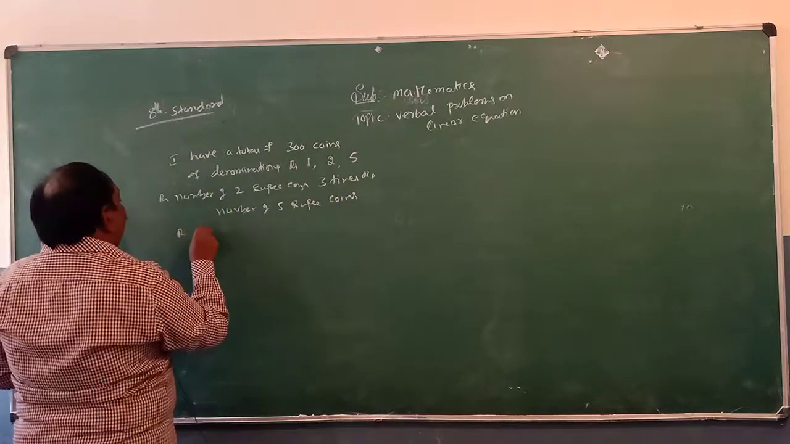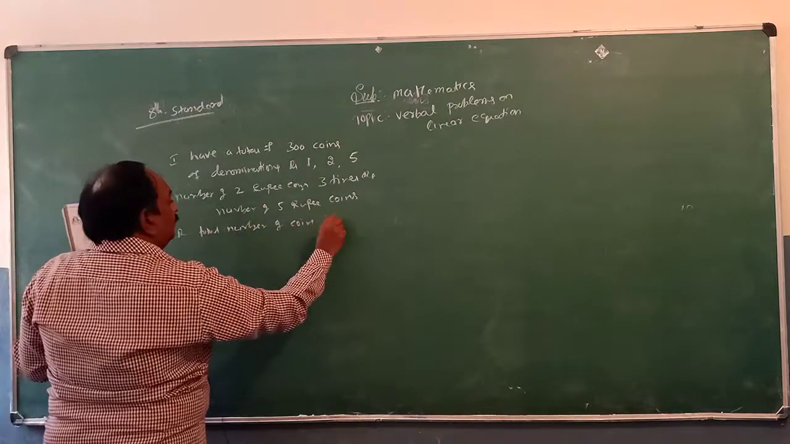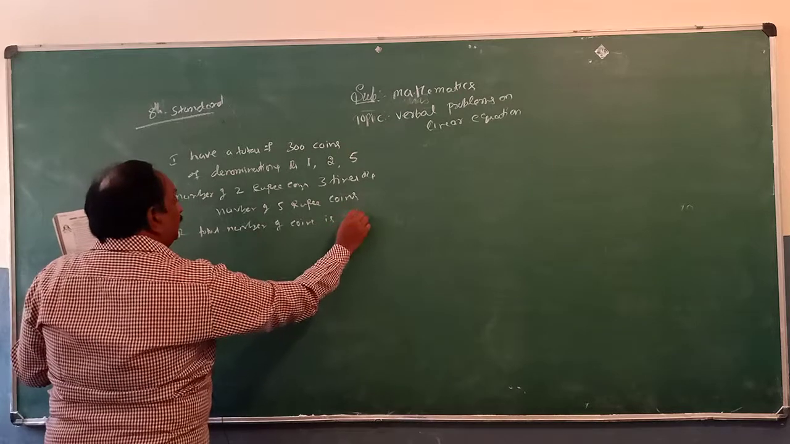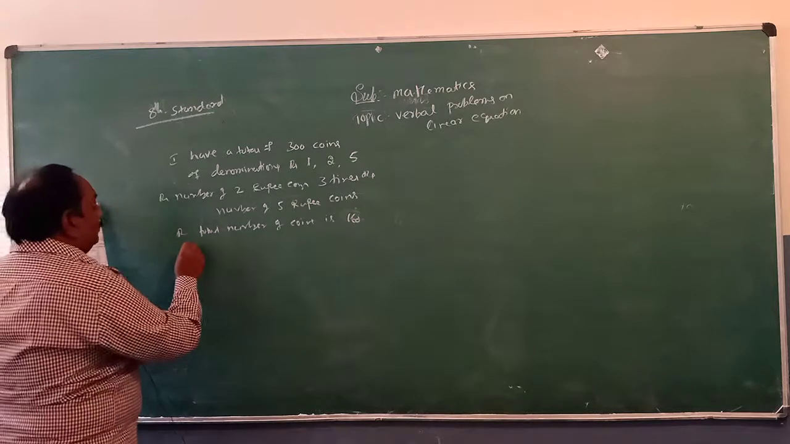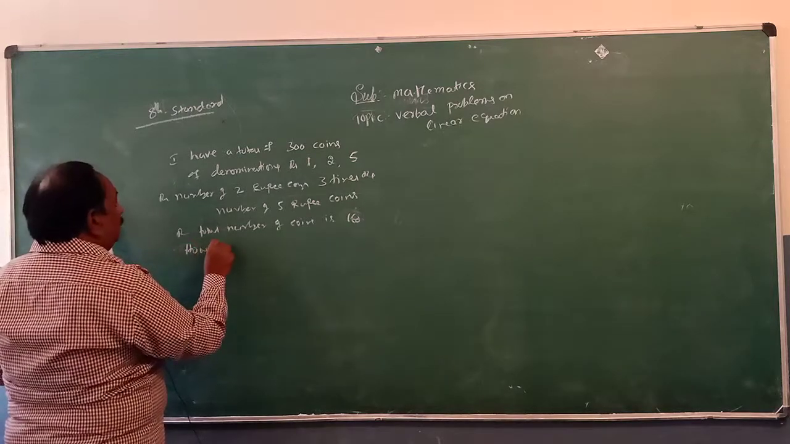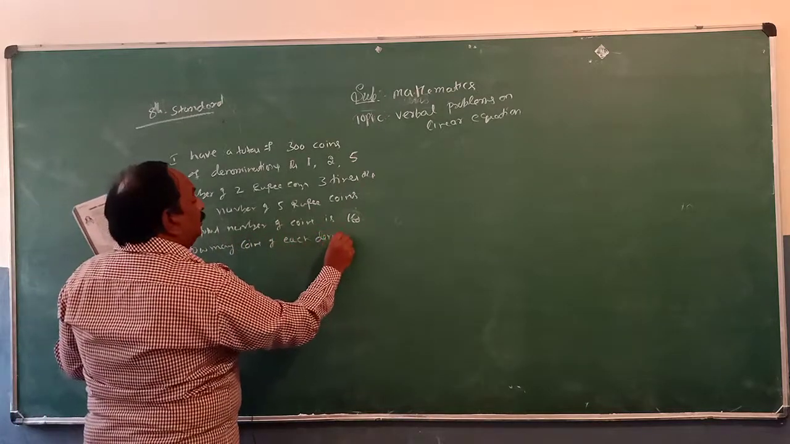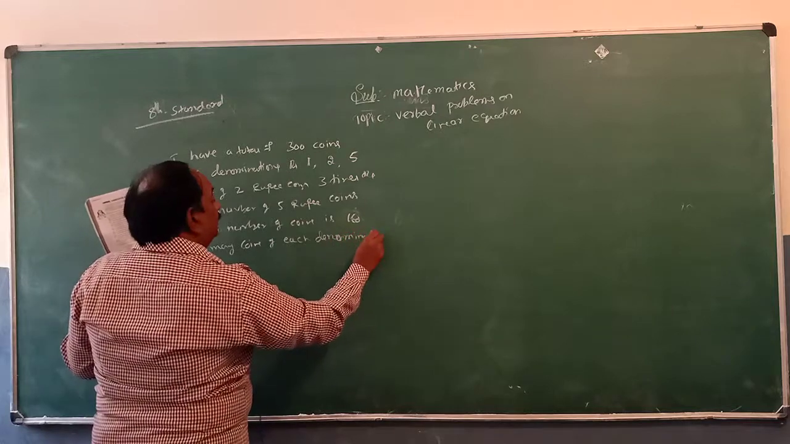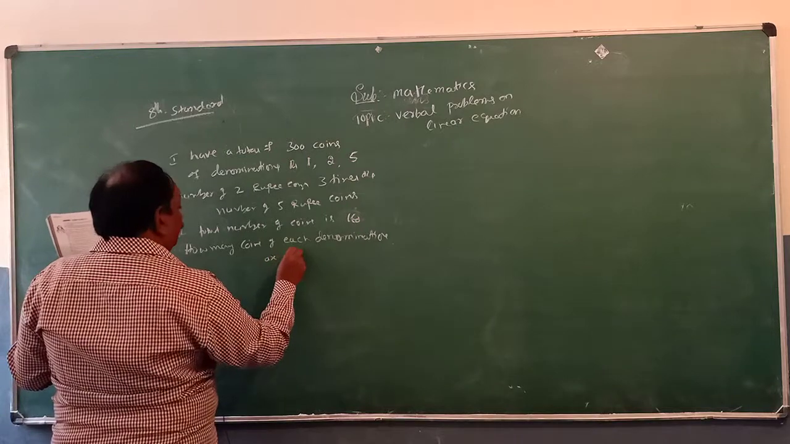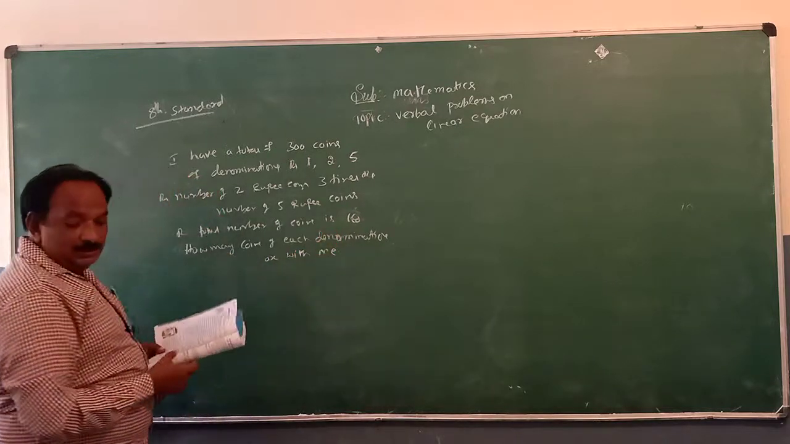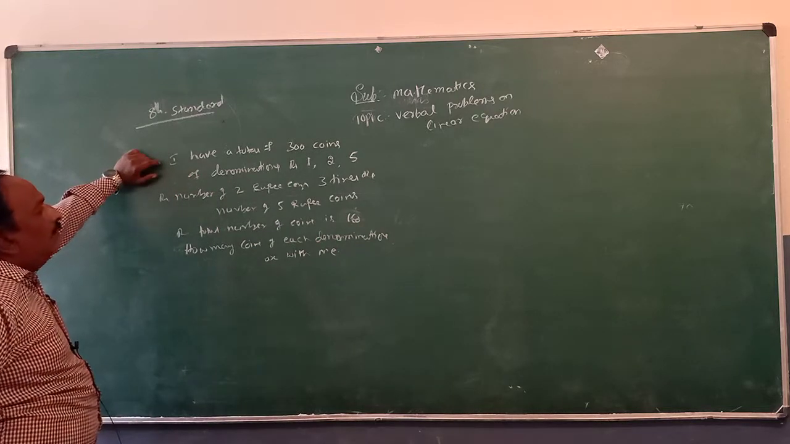The total number of coins is 160. How many coins of each denomination are with me? So I have a total of 300 coins.